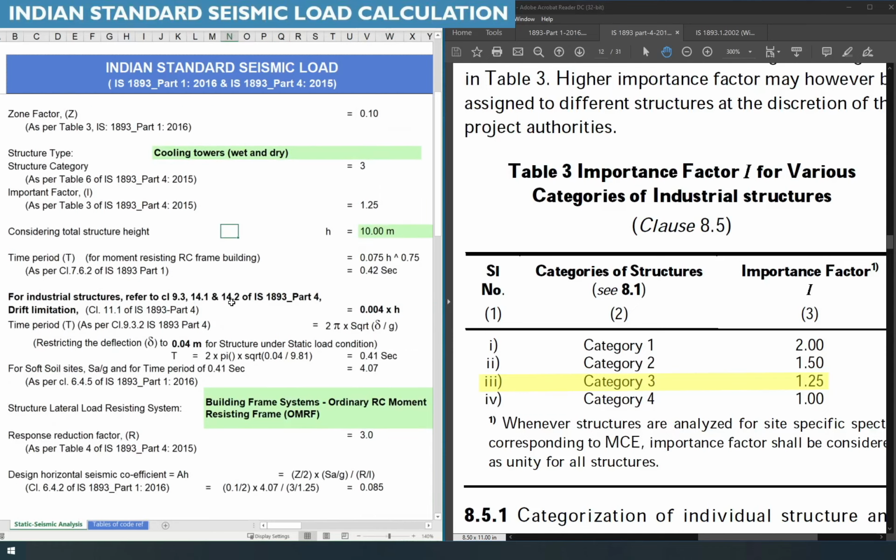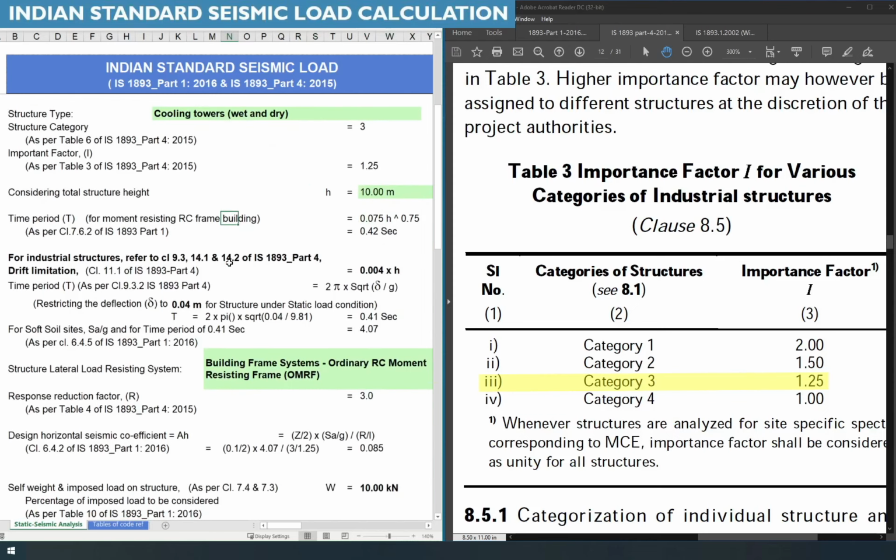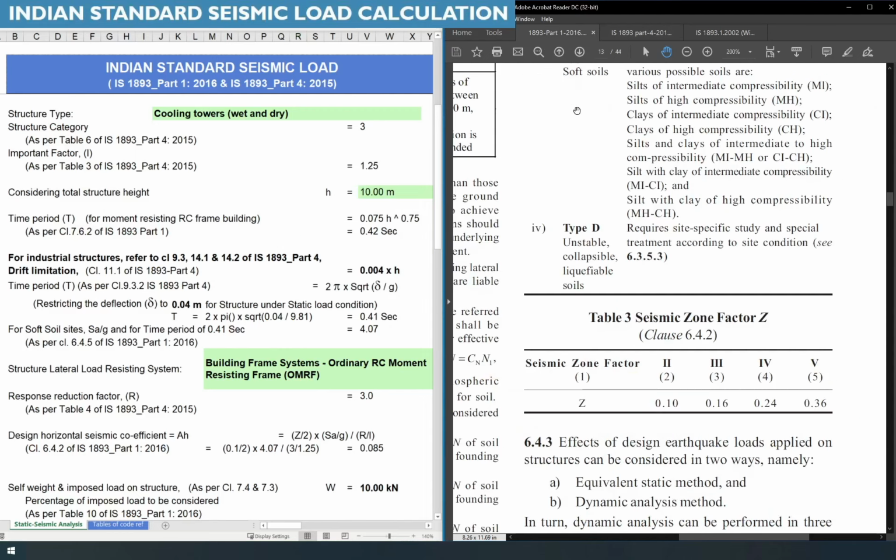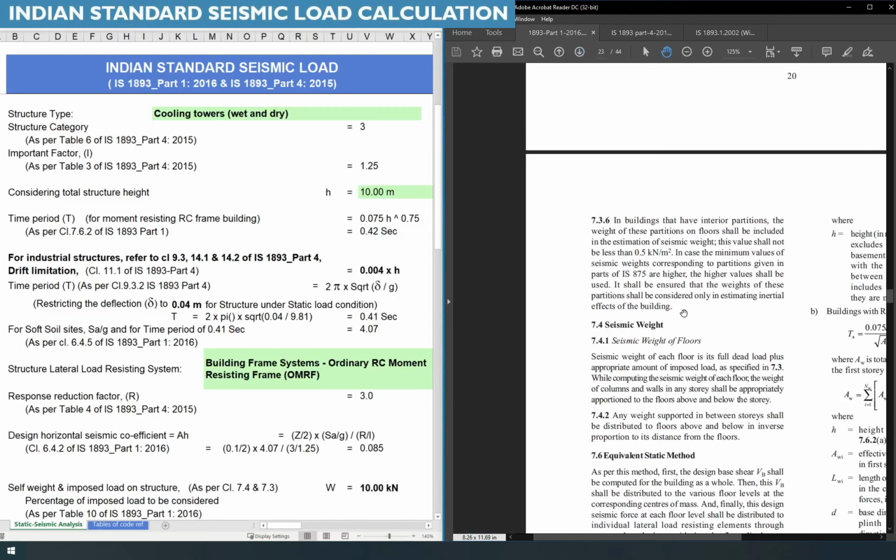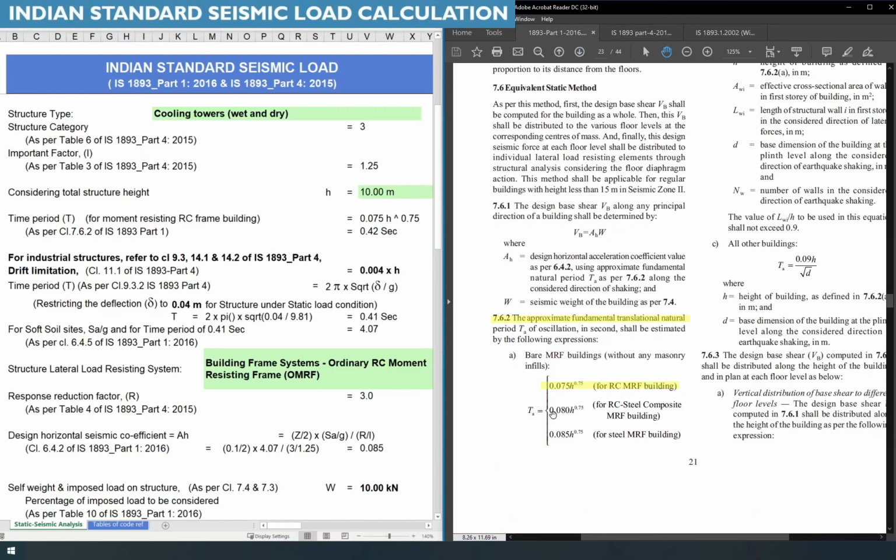Considering total structure height, this is an assumed value of 10 meter, because we need to calculate the time period based upon the height as per clause 7.6.2 of IS 1893. So this is Part 1 to be referred for that. On page number 23 we can get the value of time period.